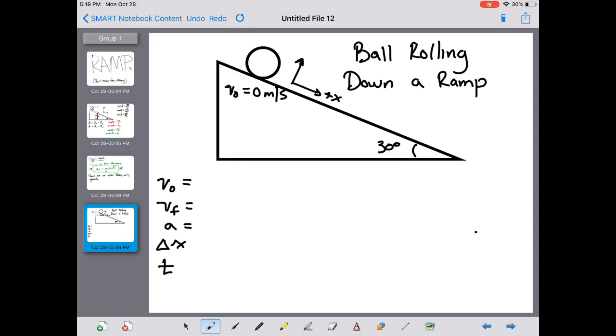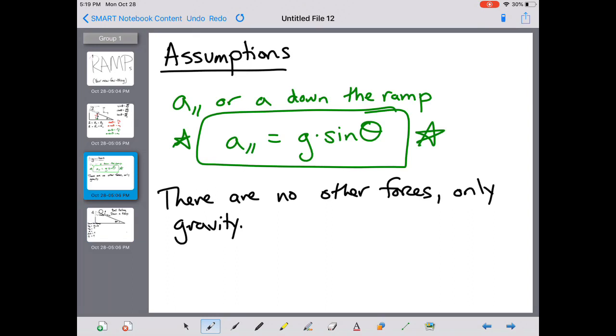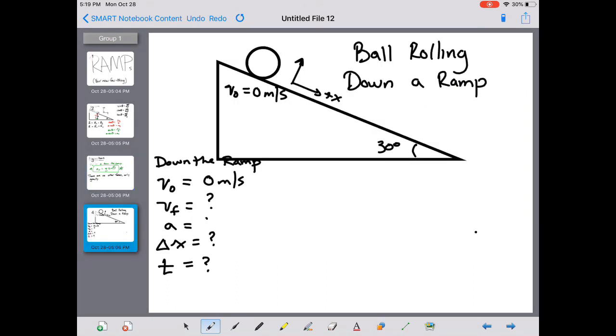So, given this information, our v initial is 0 meters per second. We don't know v final. We don't know delta x. We don't know time. However, we do know acceleration. Acceleration, this is down the ramp, as we set up here, is equal to g sine of theta. So I'm going to put that where my acceleration goes.